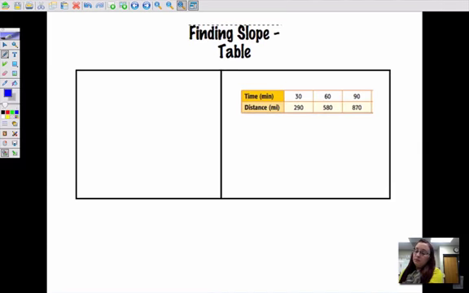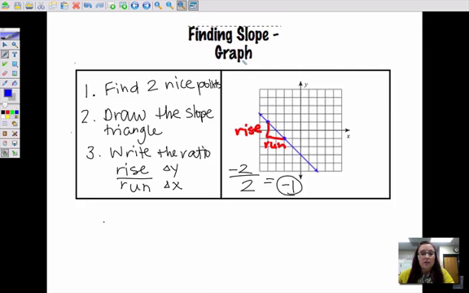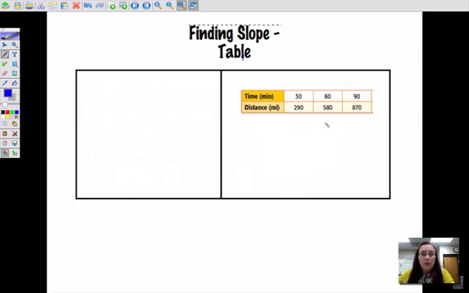Hi you two. This is going to be a quick video over finding slope from a table. Yesterday with Christian I worked on finding slope from a graph, and we talked about finding two nice points, drawing in the slope triangle, and then writing a fraction, rise over run, the change in y over the change in x, and then simplifying our answer. On a table it's going to be the same idea.